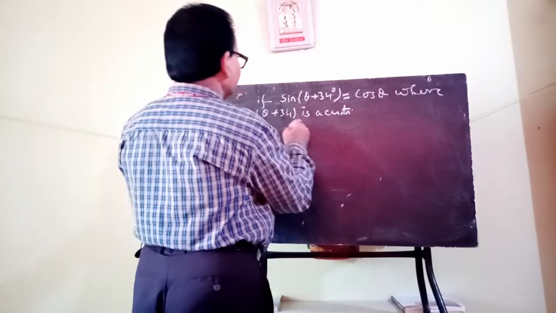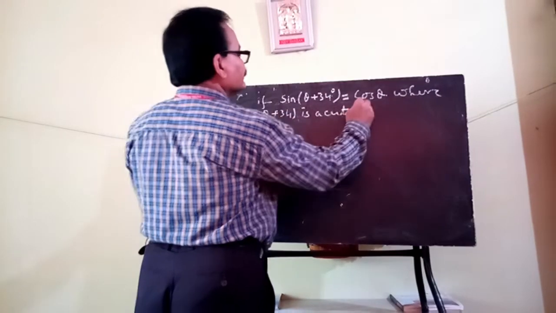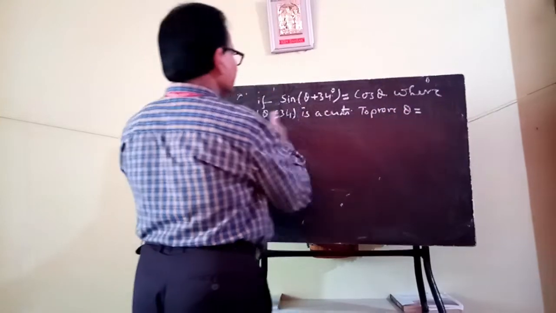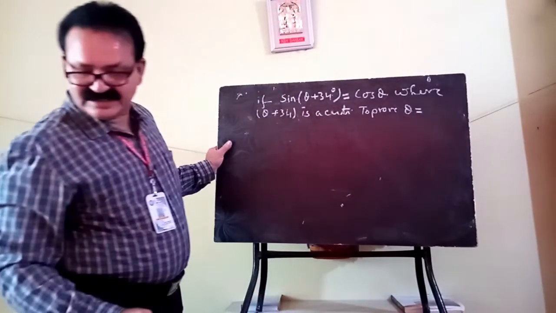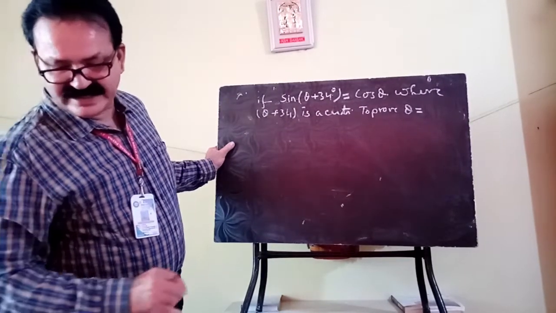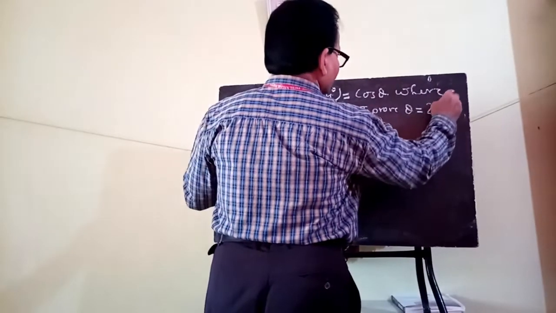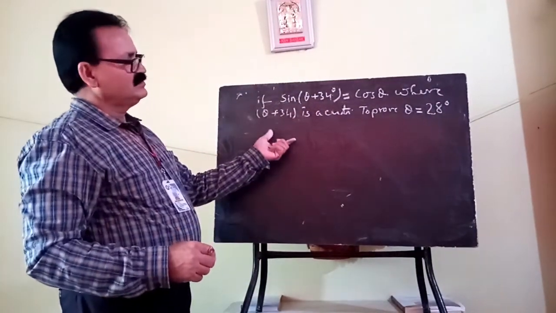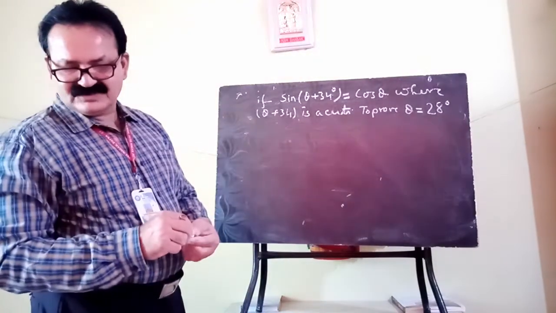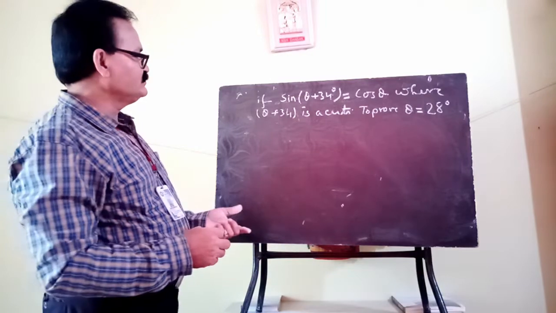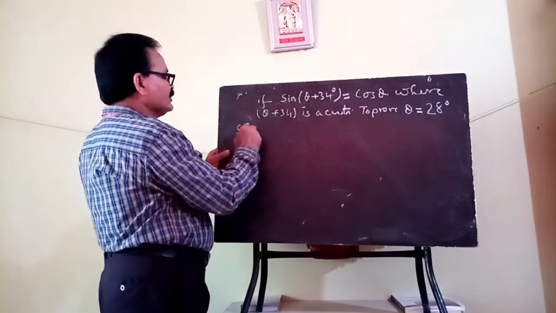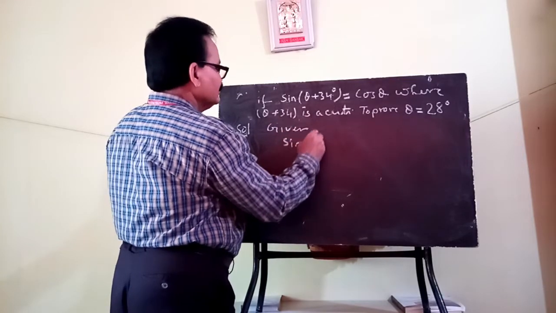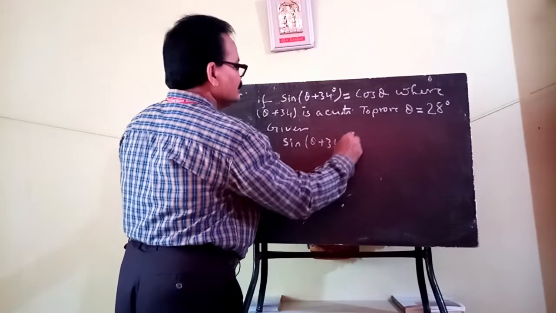Now you have to show, to prove, that theta is 28 degree. Okay, you have to show or prove that. So in this type of question, what will we do? First, for your solution, you have to write: given sin of theta plus 34 is cos theta.